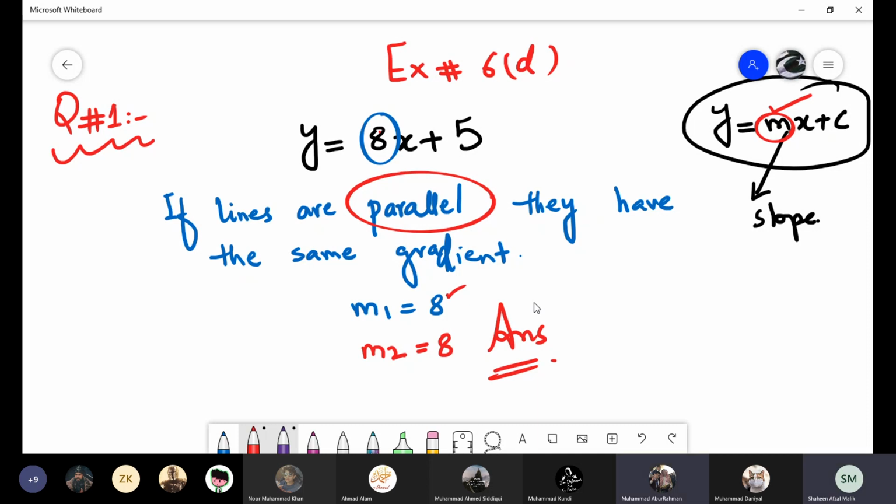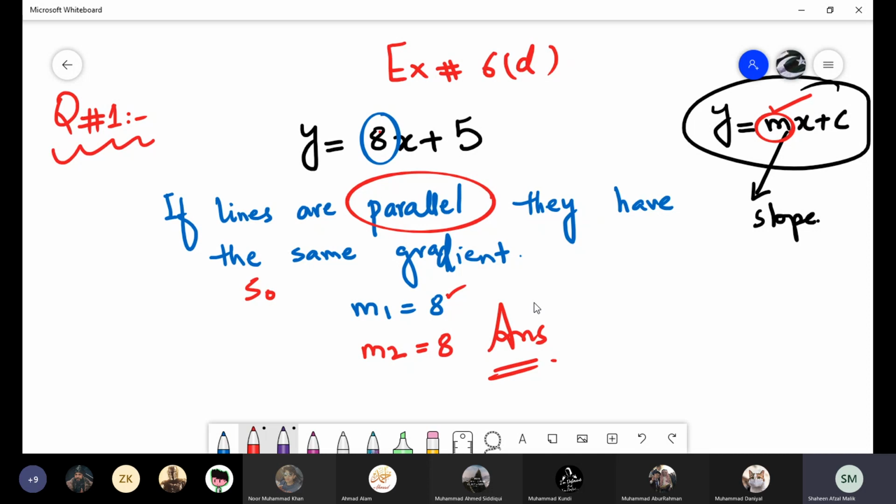Can you solve the second part? I wanted to ask that there is no working for this one. No, no working for this one. You just have to show that because the lines are parallel lines, they have the same gradient. So if m1 is equal to 8, m2 is also equal to 8.